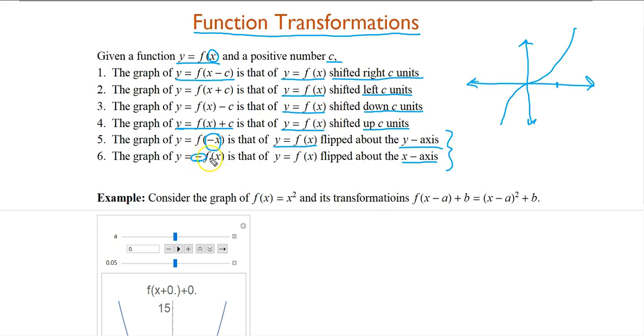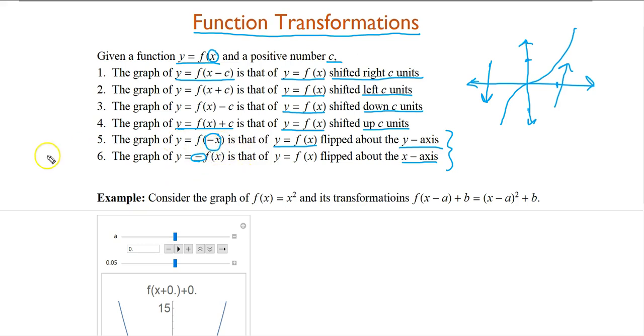On the other hand, if you just multiply your function by a negative 1, then all the numbers on the y-axis will get flipped. So all of the positive numbers on the y-axis become negative, and all the negative numbers on the y-axis become positive. So that's equivalent to flipping your graph about the x-axis. So that's why you have this behavior outlined in numbers 5 and 6.